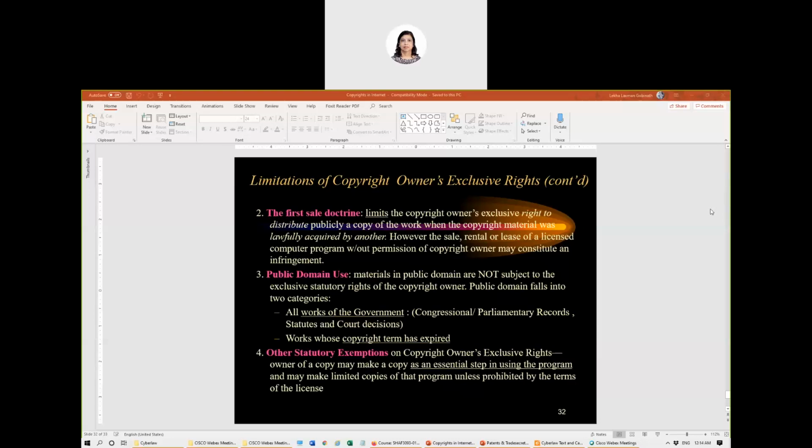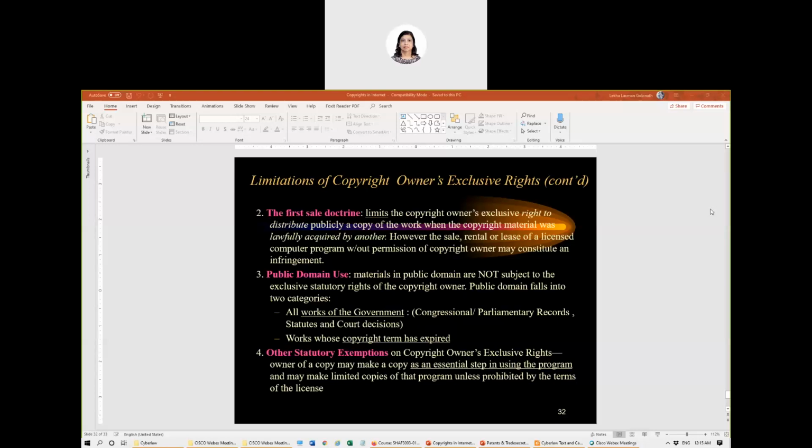But the sale, rental, or lease of a licensed computer program without the permission of the copyright owner is not covered. So even though you have legitimately acquired software, for example, right, or a computer program, you cannot actually distribute it or make copies of it without the permission of a copyright owner because it may constitute an infringement.